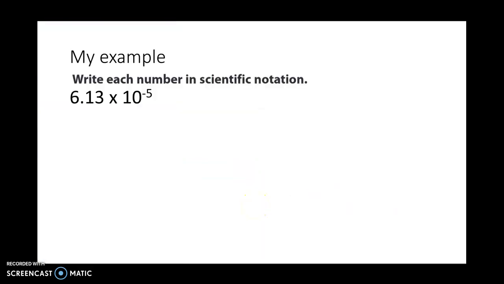So you may notice before, earlier this week, we had 6.13 times 10 to the 5th, and we moved our decimal this way to make it big. Now we have a -5. So instead of going to the right, we're going to go to the left and make small numbers. So we got 6.13, and we're going to move it 5 times and make the number smaller.